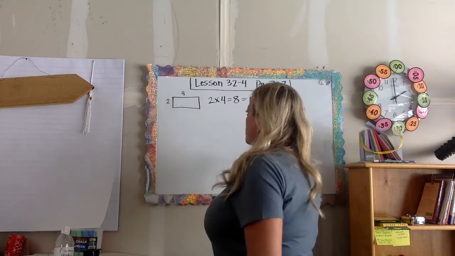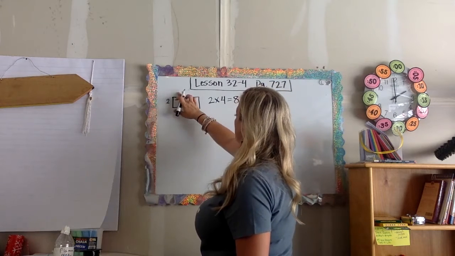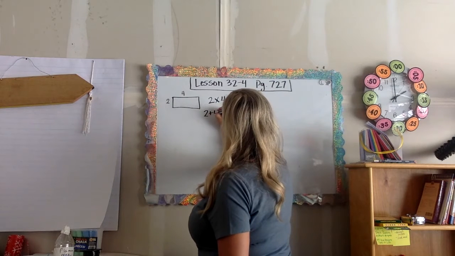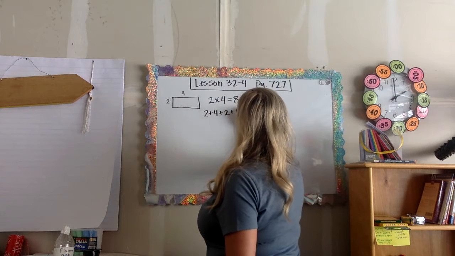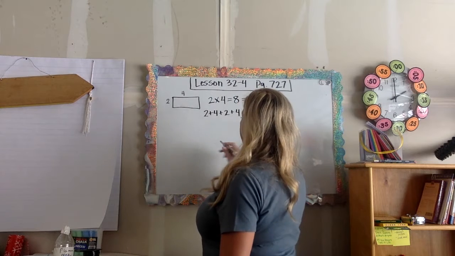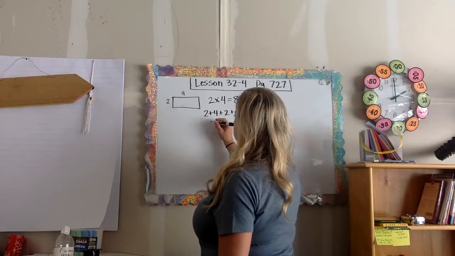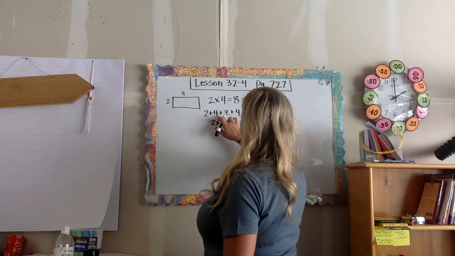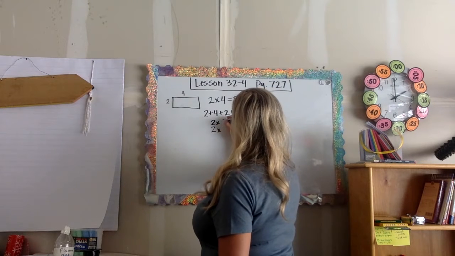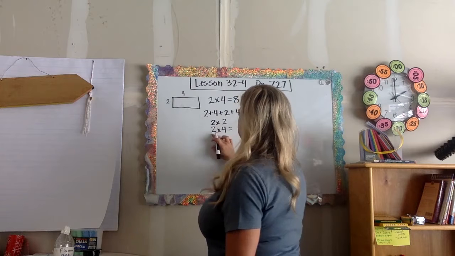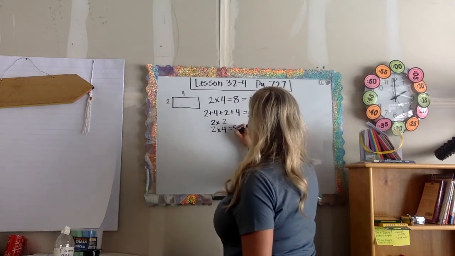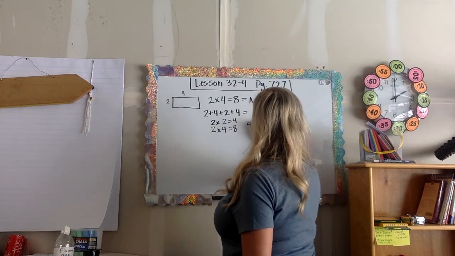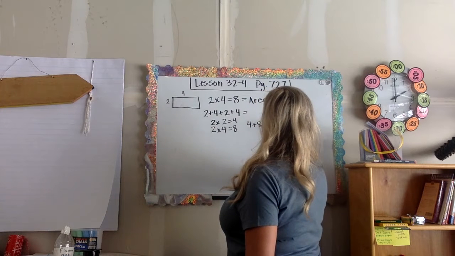Now the perimeter is 2 plus 4 plus 2 plus 4. Or I can do 2 times 2 and 4 times 2 because I have 2 groups of 4. So 2 groups of 2, 2 groups of 4. 2 times 4 is 8. We just did that up there. 2 times 2 is 4. 4 plus 8 is 12.